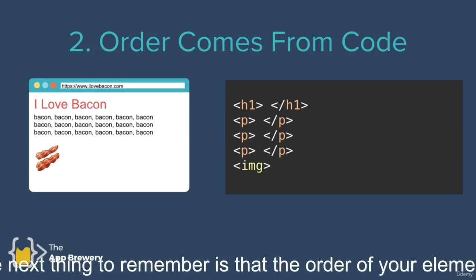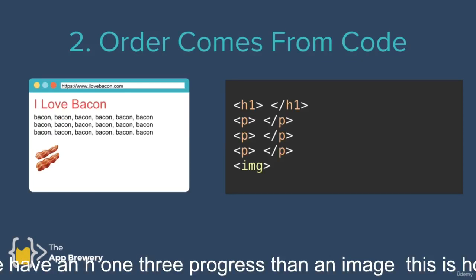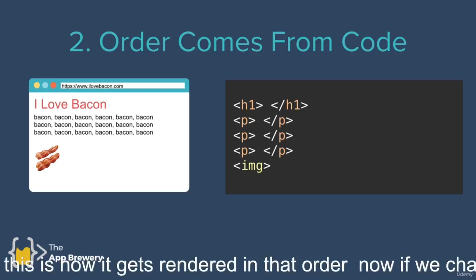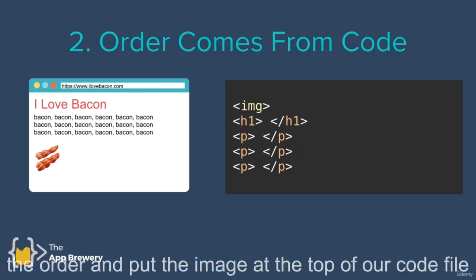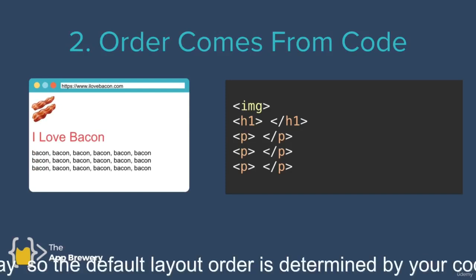The next thing to remember is that the order of your elements on screen comes from your HTML code. So in this case, we have an H1, 3 paragraphs, then an image. This is how we've written our code in our HTML file, and this is how it gets rendered in that order. Now, if we change the order and put the image at the top of our code file, then our website is going to display in a corresponding way. So the default layout order is determined by your code.